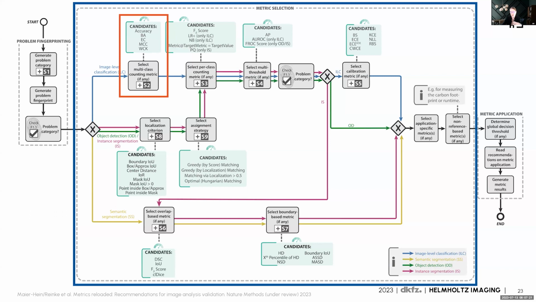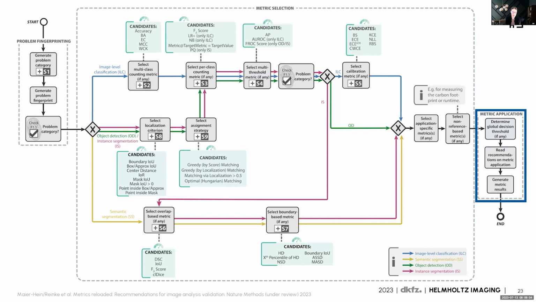But generally, this means based on the fingerprint and these candidate metrics, you will be guided through this decision tree and end up with the best fitting metric candidate, or you end up with nothing, depending on your problem. We wanted to make sure that you're using different metrics, so we recommend not using only one metric, but using multiple ones to comprehensively assess what your algorithm is doing. After selecting a multi-class counting metric, you select a per-class counting metric, a multi-threshold metric, and a calibration metric, before you go to the following steps. Depending on which problem you have, you just follow the colored arrows. In the final step, we give some recommendations on the metric application: how to determine a global decision threshold, how to aggregate metrics, how to report them, and all of those things. But I think it's always much easier to look at this with a concrete example.